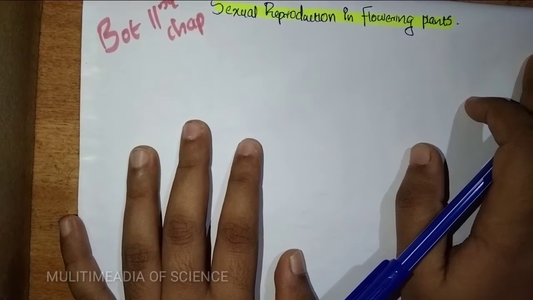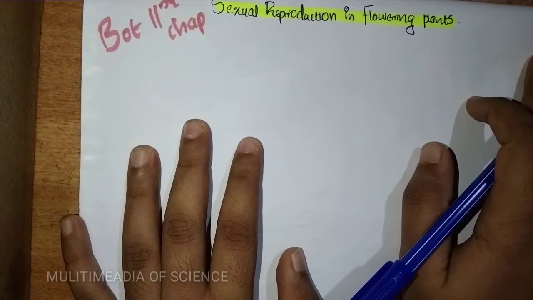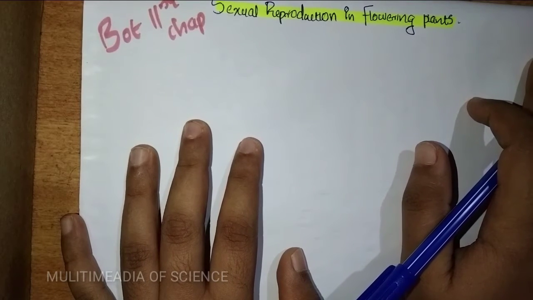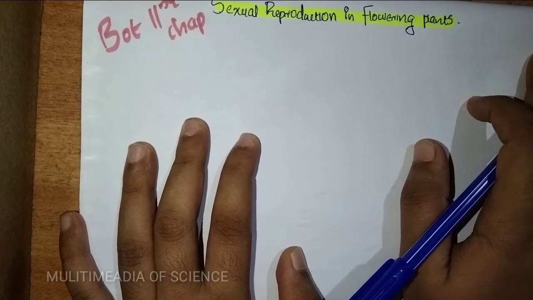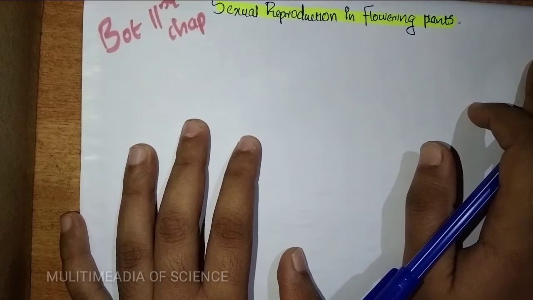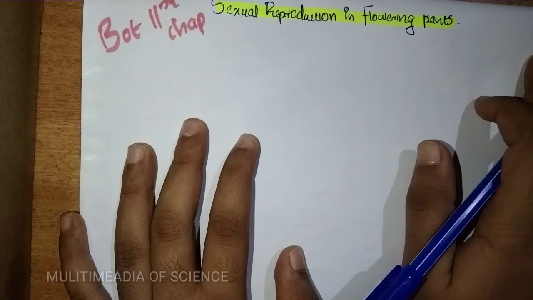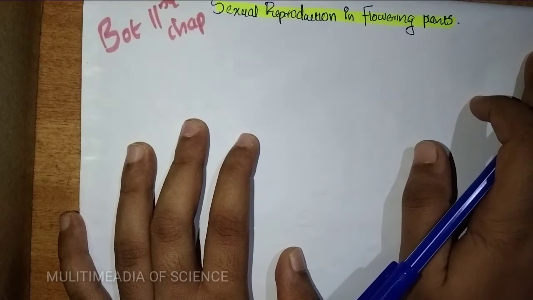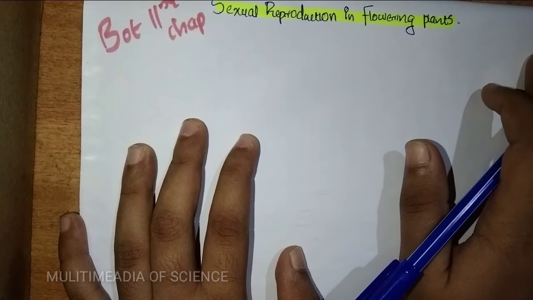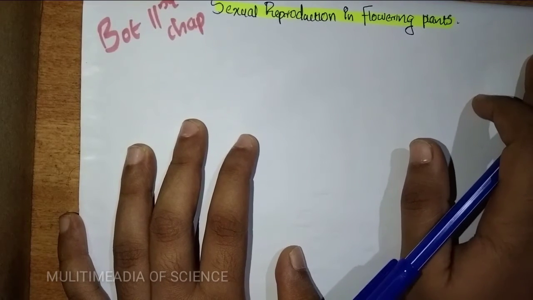Today we are discussing the topic Sexual Reproduction in Flowering Plants, the second chapter of Botany from plus 2. I will take this chapter part by part, because I wish to cover it in detail, for entrance level also. So we can start.